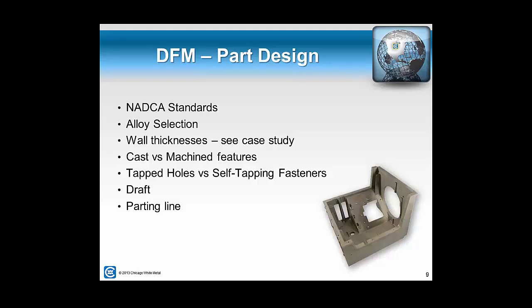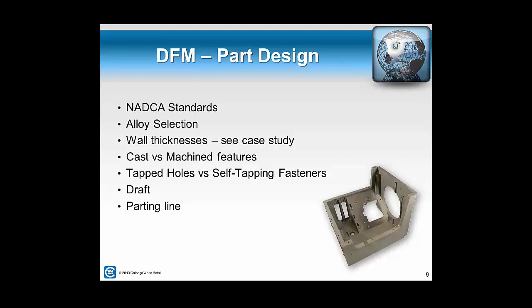We look at cast versus machined features. Are there features called out that are supposed to be machined that we might be able to cast in? Obviously, the desire is to cast in as many features as possible for cost savings and less complex design, but maybe a feature has tolerances that we can't quite hold as a die cast, and it will need to be machined as a secondary operation. Those are some of the things we look at.